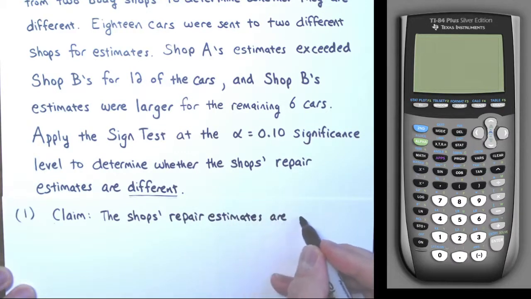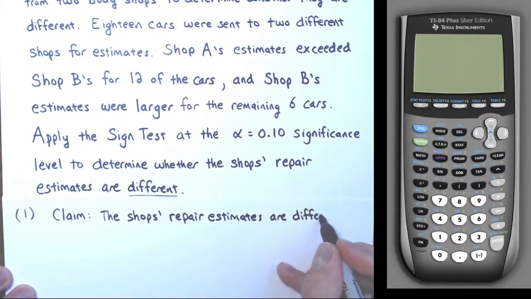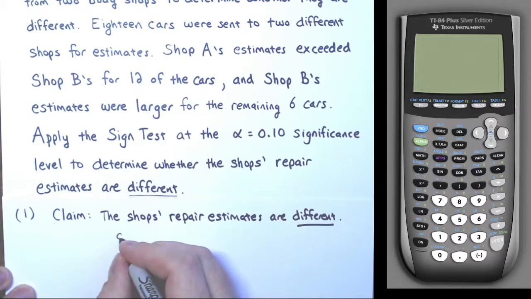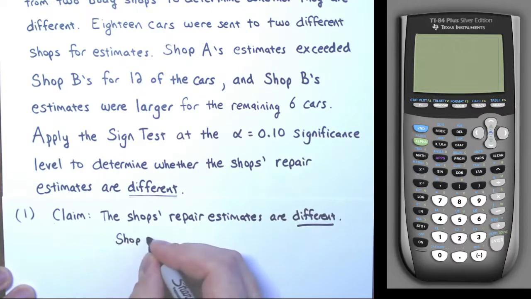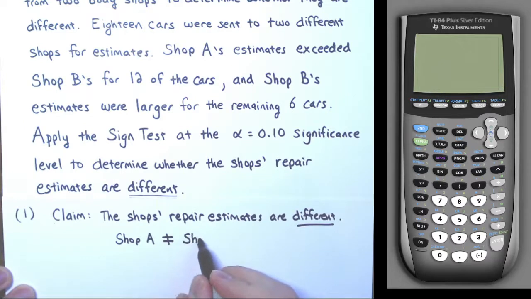Are different. Meaning that if I look at the shop A, the shop A costs, in general, are going to be unequal to, just different to, the shop B costs.